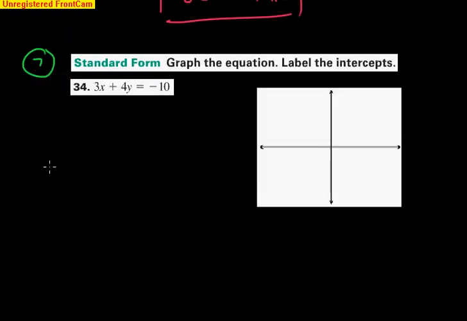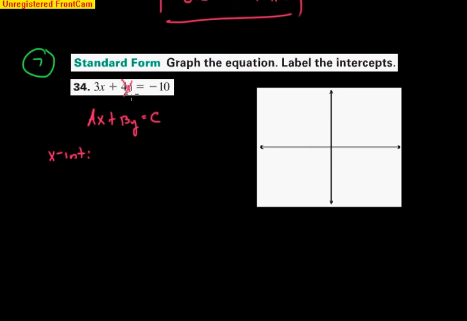Okay, 2 more problems left. So we're going to take this standard form equation and we're going to graph it. So let us remind ourselves that standard form means x and y are on the same side. This is an ax plus by equals c form. So what we will do is we will find the x and y intercepts. So to find the x-intercept, we're going to cover up the y.